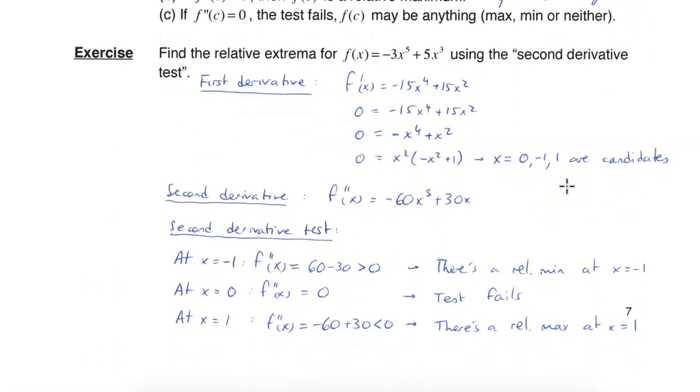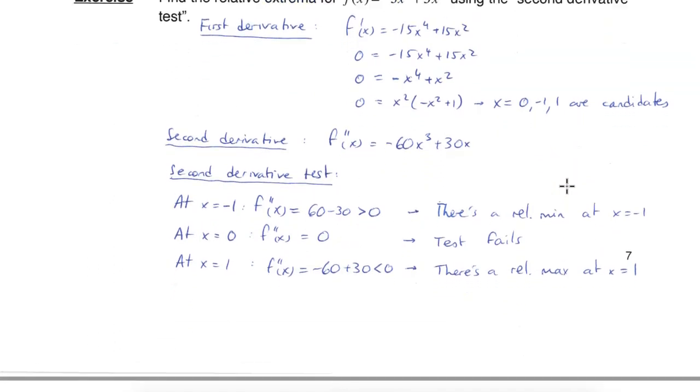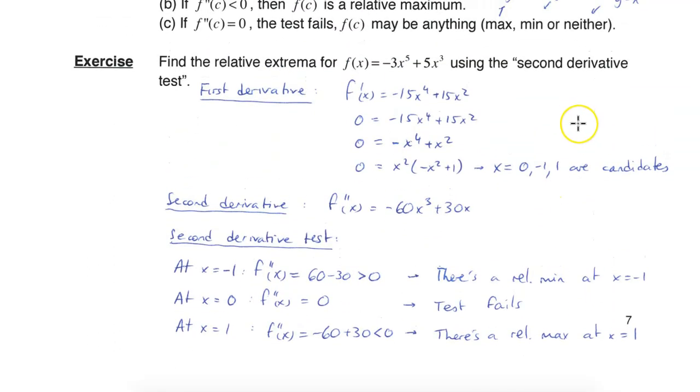So let's try this exercise here. Find the relative extrema for the function f of x equals negative 3x to the 5 plus 5x to the 3 using the second derivative test. So firstly, remember you have to find the candidates. So we calculate f prime of x and we set f prime of x equal to 0. By simplifying a little bit, we can divide by 15, and then we can factorize x squared.